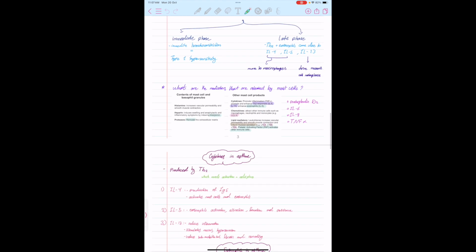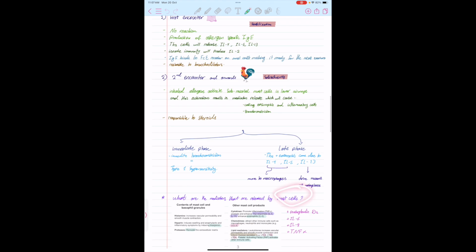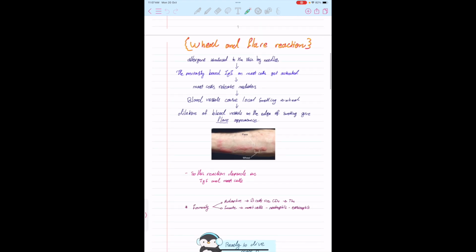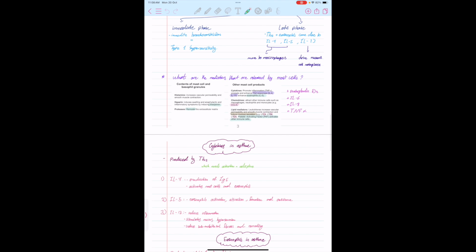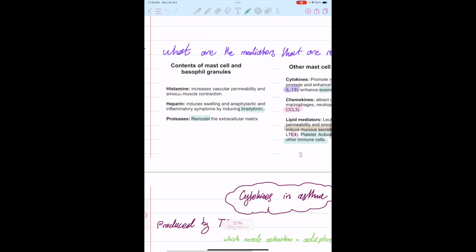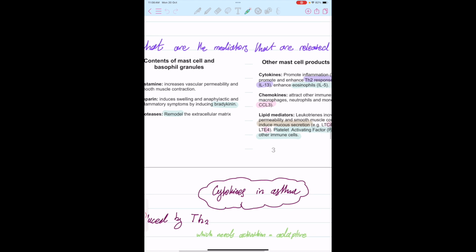So what are the mediators that are released by mast cells? We said here that mast cells produce some mediators. So what are these mediators? We have histamine, heparin, proteases. Proteases is an enzyme, so it causes remodeling. Heparin induces bradykinin. Then the histamine, we know that it increases the permeability of the blood vessel.